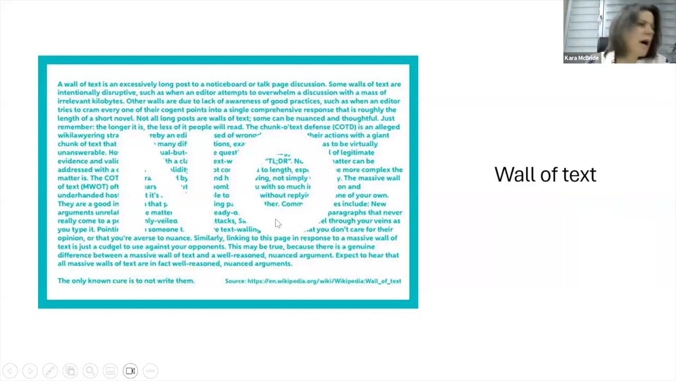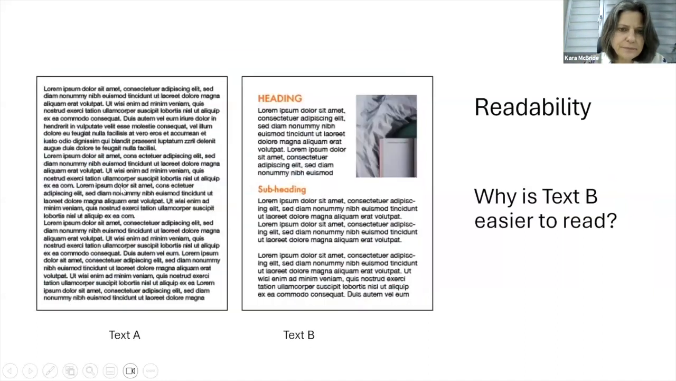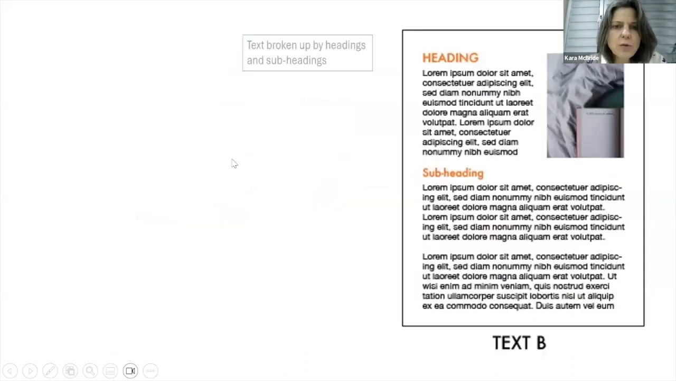So do not have a wall of text. That's not good. People don't read blocks of text like that. So why is the one on the right easier to read? Well, one of the reasons is because you have headings. Having headings is very, very helpful. It lets you know what you're about to read, and that's very good for reading comprehension.